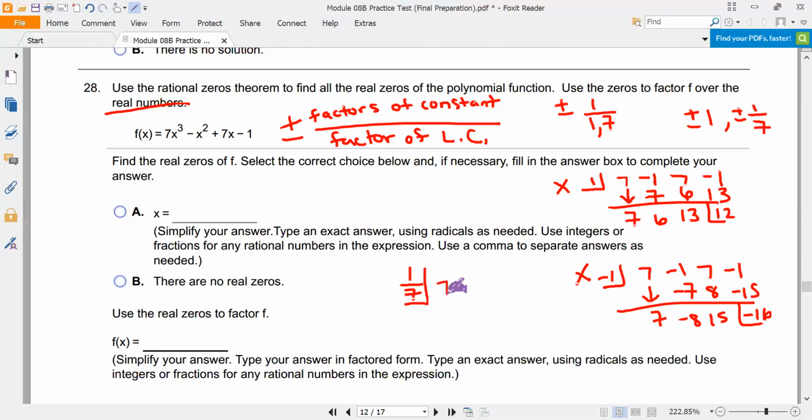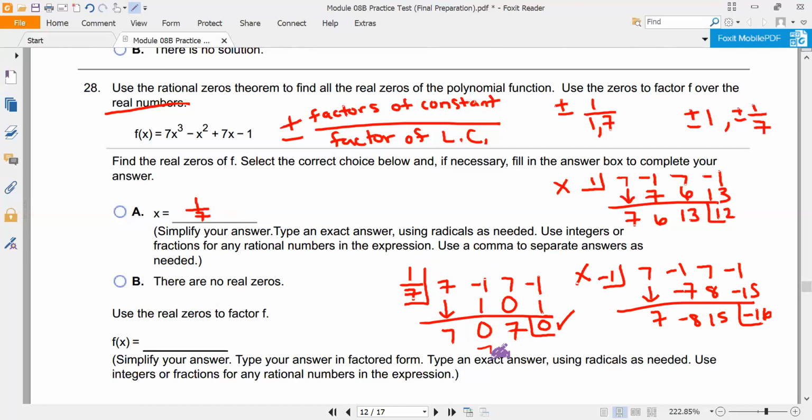If it doesn't work, we'll end up doing negative 1/7. It doesn't hurt since there's only 4 possibilities. So we pull down the 7 and you do 1/7 of 7 is 1, that makes a 0. 1/7 times 0 is 0, bring down the 7. 1/7 of 7 is 1, there's our remainder of 0. So that means we definitely have one solution that is positive 1/7.